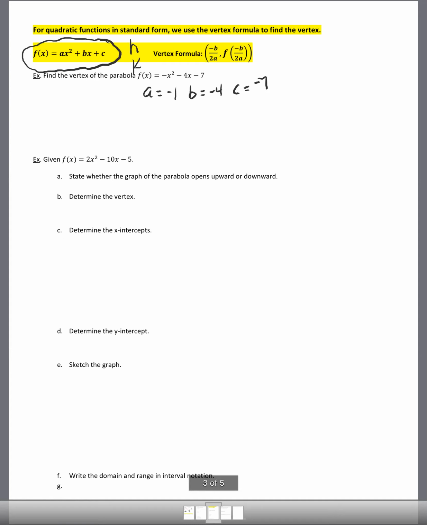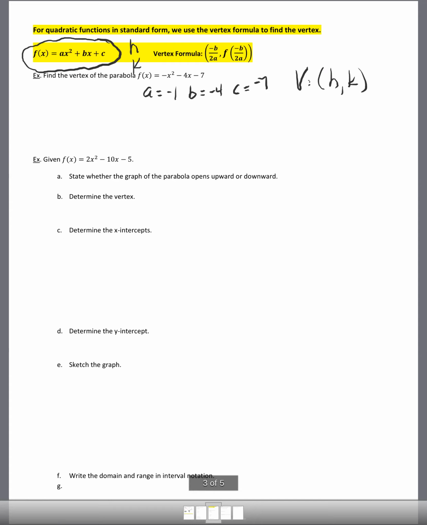Well, actually, we only need a and b, okay? And so for the vertex, if we're looking for the vertex, we've already been introduced to him as hk. I don't have an h or k, meaning I don't know what the transformations are because it's not written in vertex form. So I'll have to calculate them.